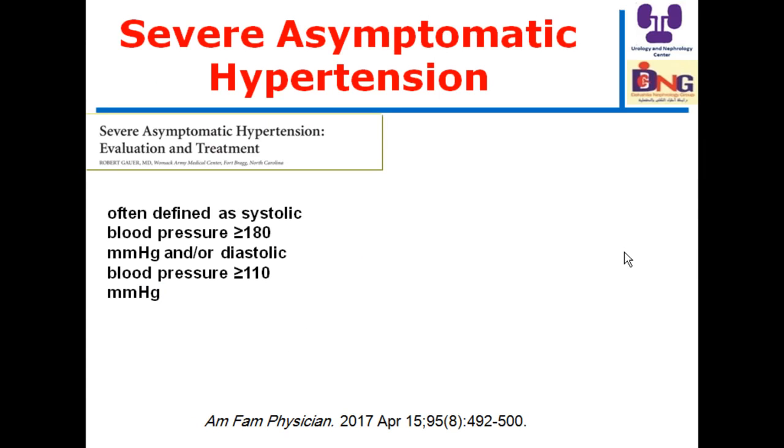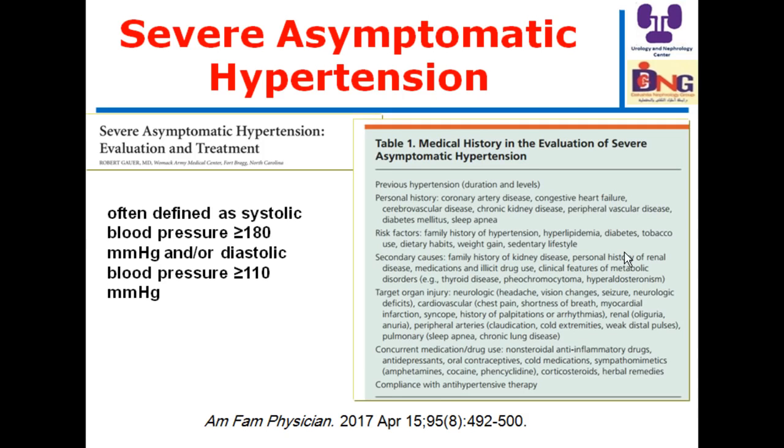Again, I'll start to look at certain individuals who have high systolic blood pressure equal to or exceeding 180 and diastolic 110 millimeters of mercury without symptoms. How to manage? This is severe asymptomatic hypertension. This table shows how to tackle the medical history in evaluation of severe asymptomatic hypertension. So look at previous hypertension, duration and levels, personal history, coronary heart disease, congestive heart failure, etc.